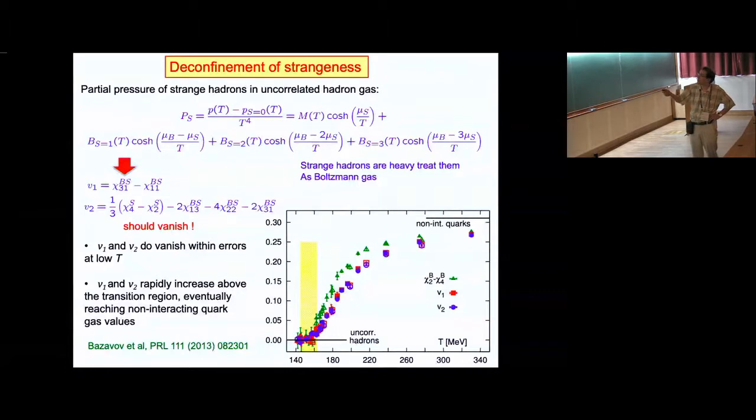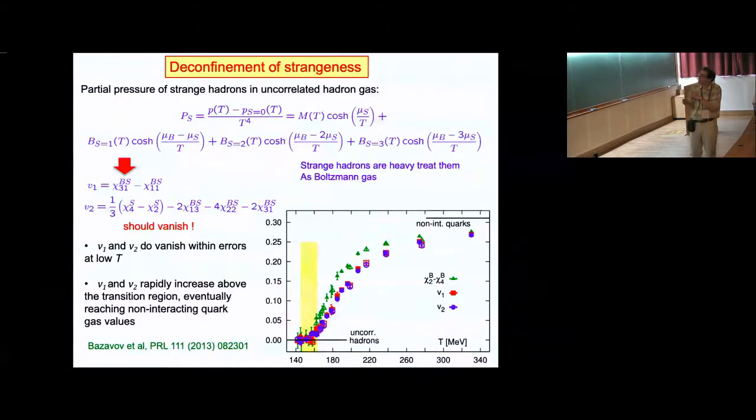So typically you can always write the pressure as some term which only depends on the temperature. That essentially would be the partial pressure at zero chemical potential. And then the dependence of the pressure on the chemical potential is always given by some cosine function of the relevant chemical potential. In that case, it's μs, and for baryons, you have the combination μb minus μs. So the dependence of the pressure on the chemical potential is very simple. It's just given by the cosine function, provided that the mass of the particle is large enough. In other words, you could treat them as a Boltzmann gas.